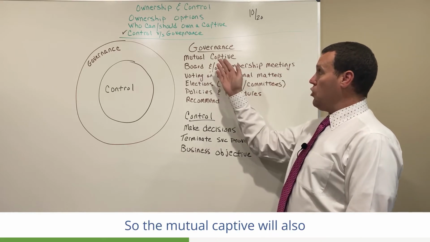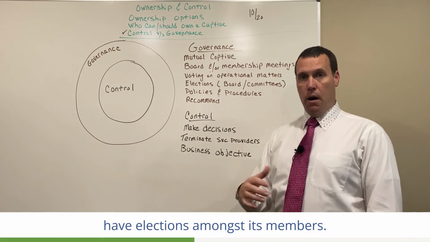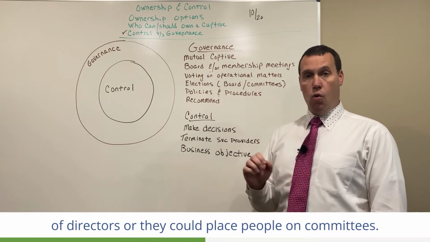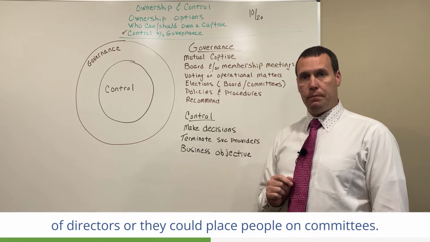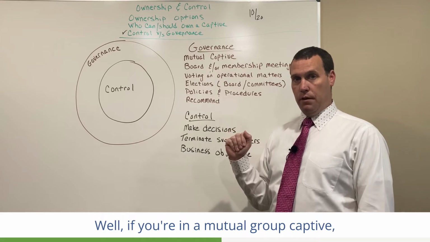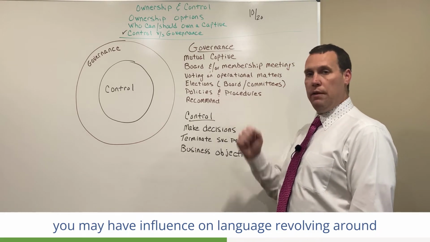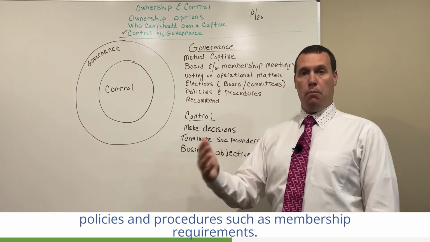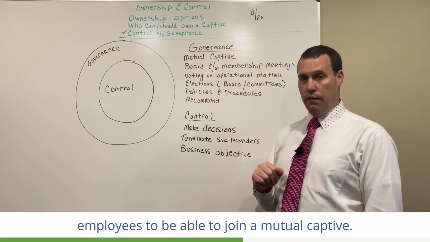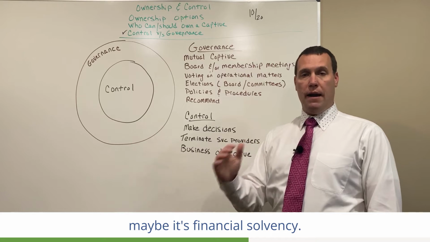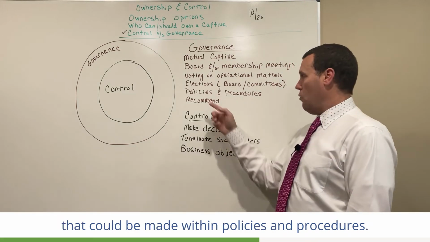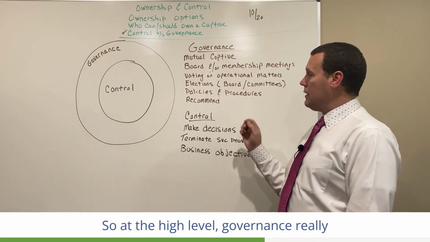So, the mutual captive will also have elections amongst its members, and those elections will place people on the board of directors, or they could place people on committees. Now, procedures and policies. Well, if you're in a mutual group captive, you may have influence on language revolving around policies and procedures, such as membership requirements. Maybe you have to have a certain number of employees to be able to join a mutual captive. Maybe it's minimum premium. Maybe it's financial solvency. So there could be a lot of policy influences that could be made within policies and procedures.